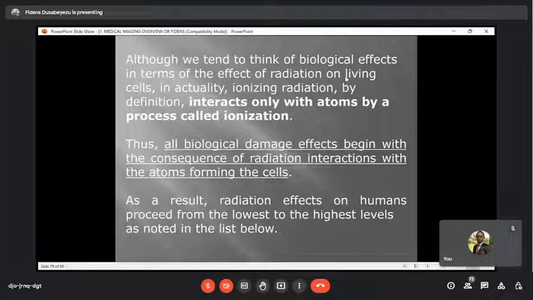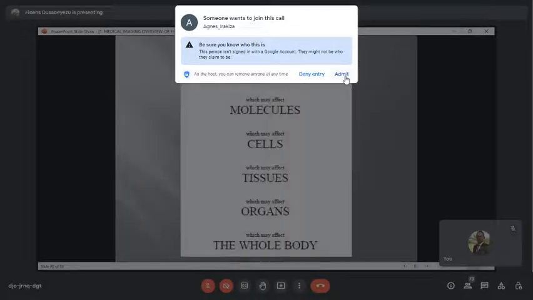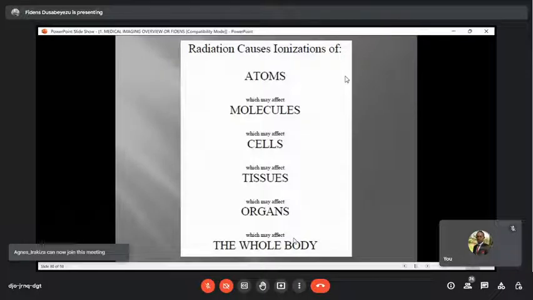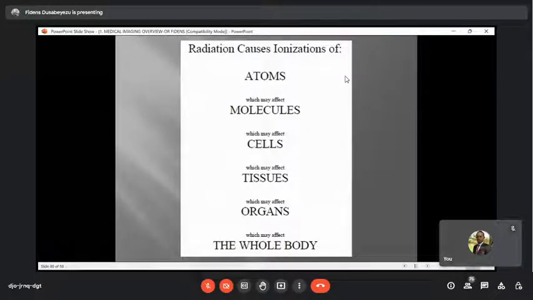As a result, radiation effect on humans proceeds from the lowest to the highest levels as noted in the list below. From down there, the radiation can expose the whole body. As you are scanning the whole body, you are scanning the chest, which may affect the organ within the chest. That organ may affect the tissues in that organ. And that tissue can affect the cells within it. And the cells can affect the molecules. And even the molecules can go and affect the atoms. That's how it happens. So from the whole body, organs, tissues, cells, molecules, and atoms. And at the level of atoms, it's where the effect happens. It's where the cancer will come in. All right?